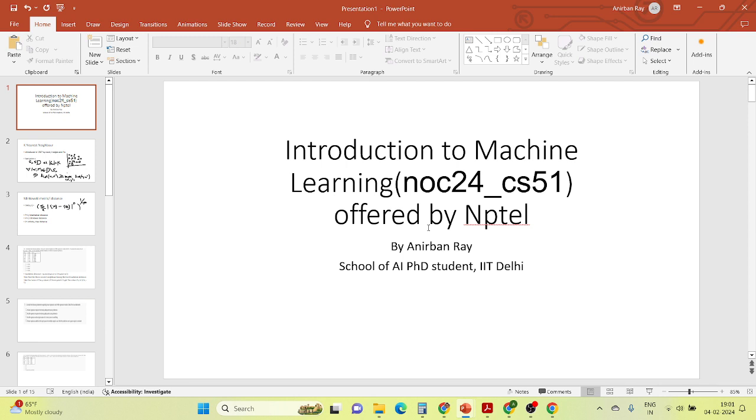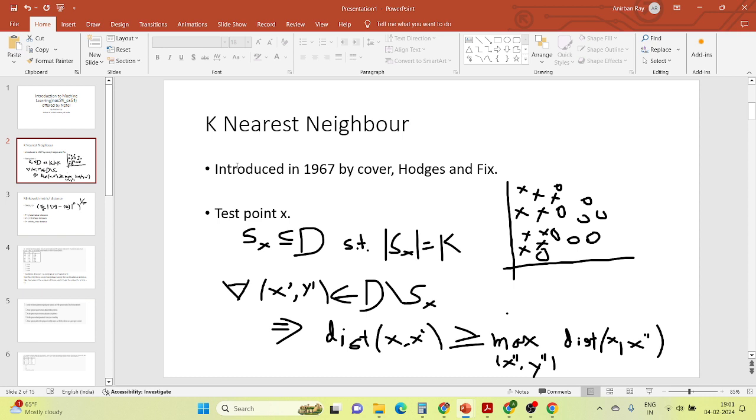I'm Anirban Rai, PhD student at IIT Delhi. First topic is K nearest neighbor. It is one of the oldest machine learning techniques, developed in 1967 by Cover, Hodges, and Fix. Let's get back to our old example of breast cancer detection, in which the zeros are those who do not have cancer and crosses are those who have cancer.